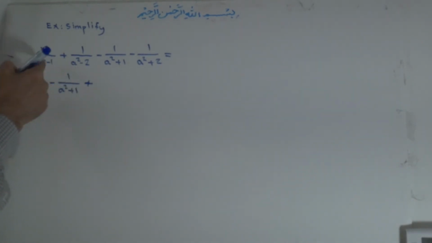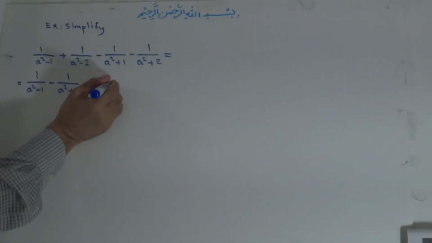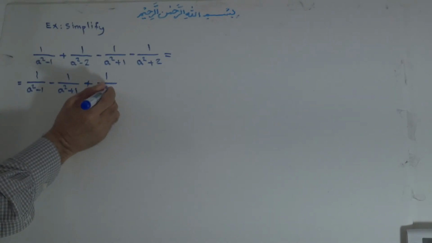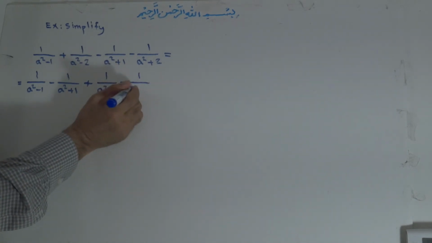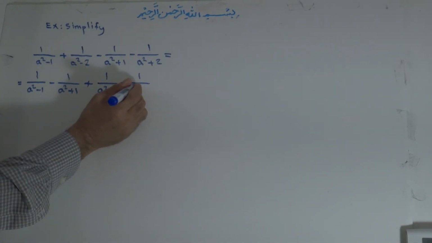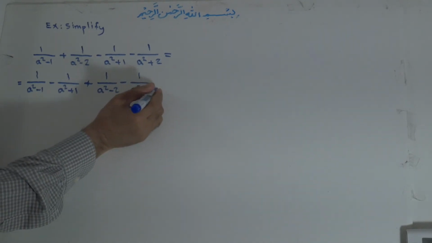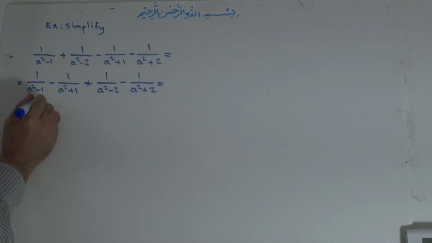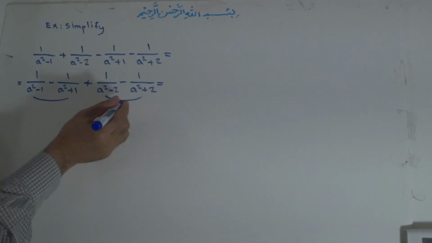plus, now what we do, first and third and second and fourth, plus 1 over a to the power of 2 minus 2, minus 1 over a to the power of 2 plus 2. Now these two, we solve with each other and these two with each other separately.